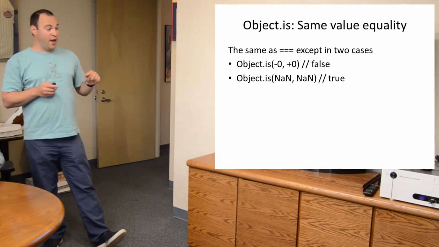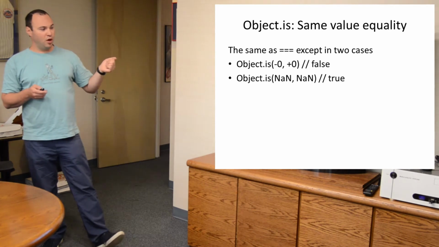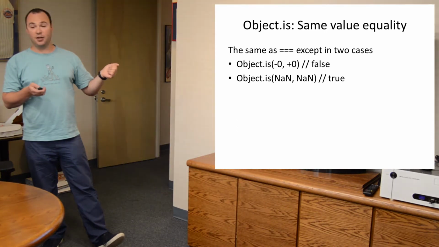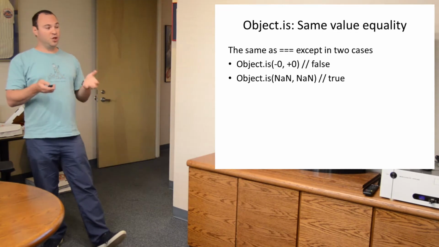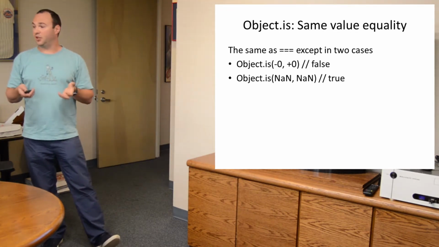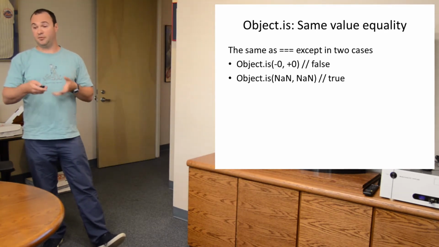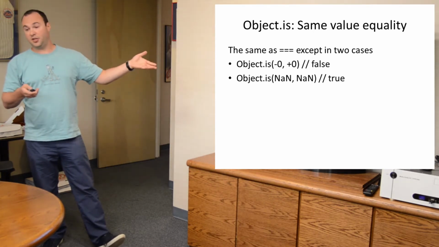And for NaN, not a number, if you do NaN equals NaN, the result is false. Because not a number is not a specific value, it's not a specific number, comparing not a number to not a number gives you a false because they're not necessarily the same. So Object.is tells you that they are the same.